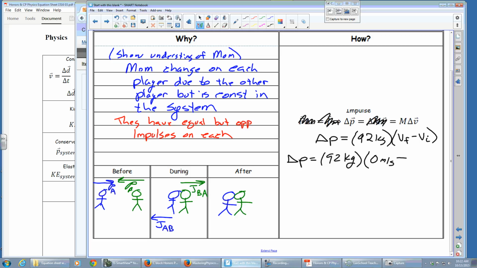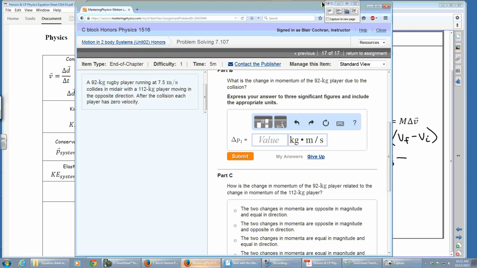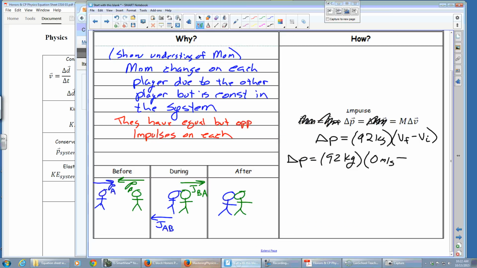The V initial, 7.5. Oh, sorry. I am assuming that we want to talk about this direction being positive. So that would be positive 7.5 meters per second. I should have my little vector symbols up here. And solve for delta P, the change in momentum. Allie, did that answer your question? Okay.